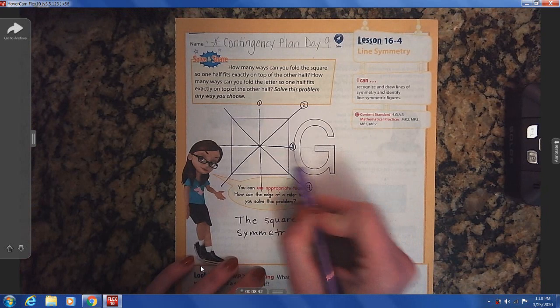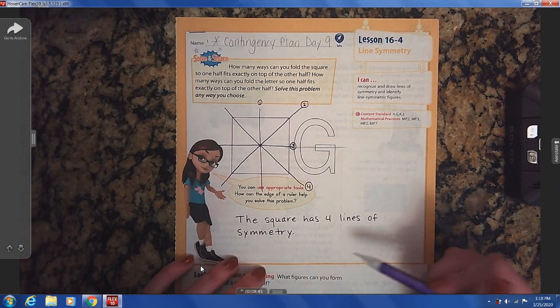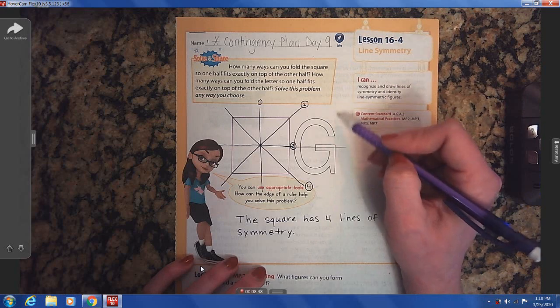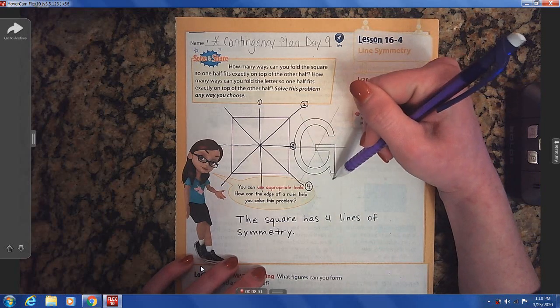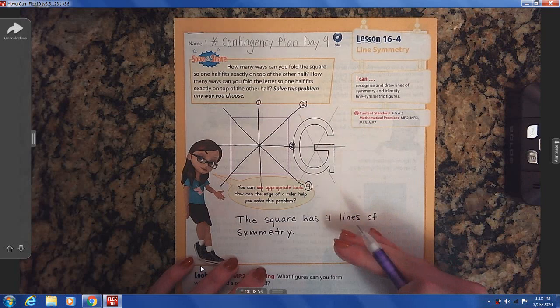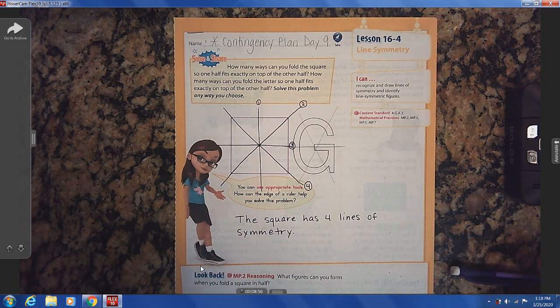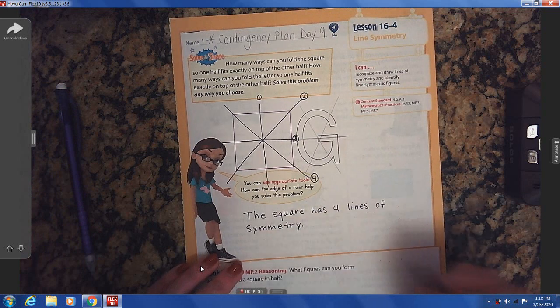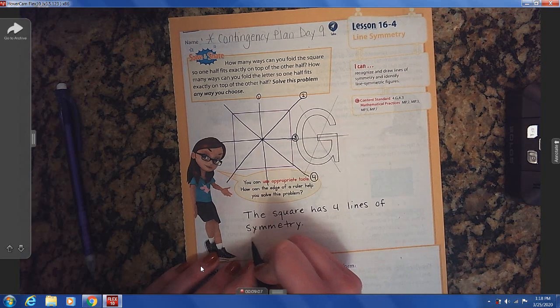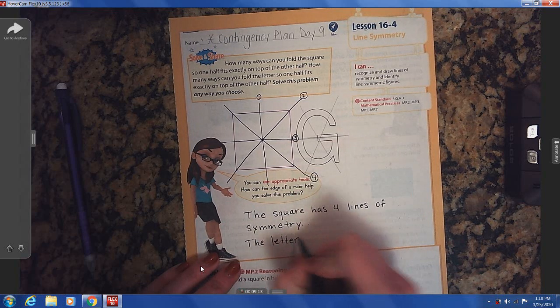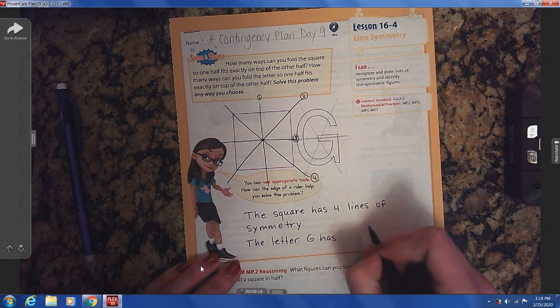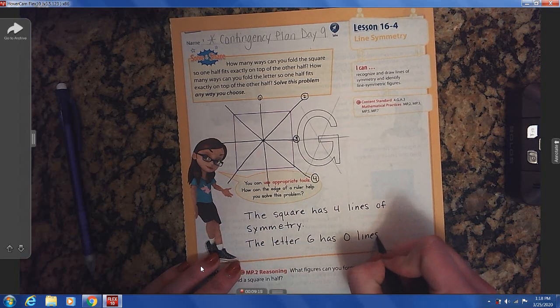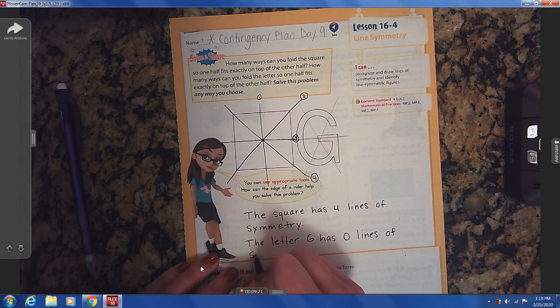If we tried to sketch something here, once again, no symmetry is shown. Any way that you could sketch lines to try to cut this in half, the halves are never going to be equal halves. They're not going to look the same on both sides. So the G has no lines of symmetry. There are other letters of the alphabet that have lines of symmetry, but G does not. So we can say the letter G has 0 lines of symmetry.